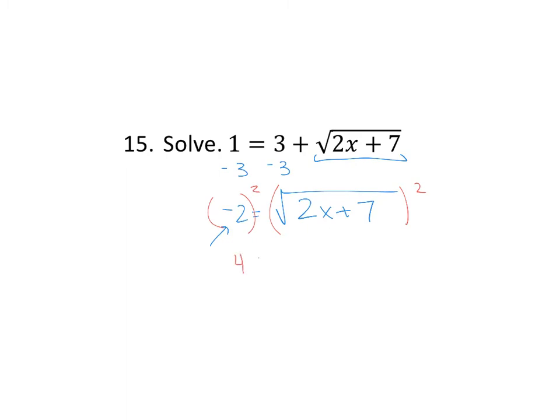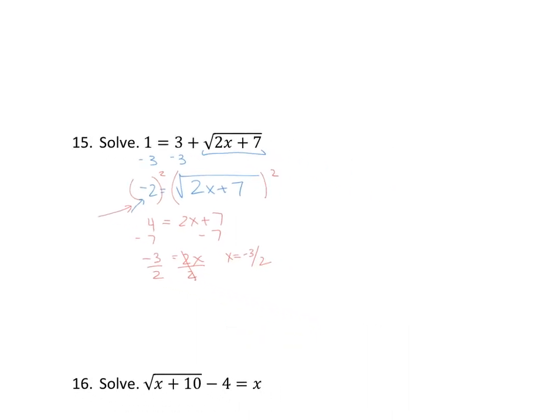We'll get 4 equals 2x plus 7. But what's going to happen is you're going to end up with something that's not true. 4 minus 7 is negative 3, equal to 2x. Divide by 2, we get x equals negative 3 over 2. So again, right here, I would have seen that there was maybe no solution, but let's check this result. So 1 is supposed to equal 3 plus the square root of 2 times negative 3 halves plus 7.